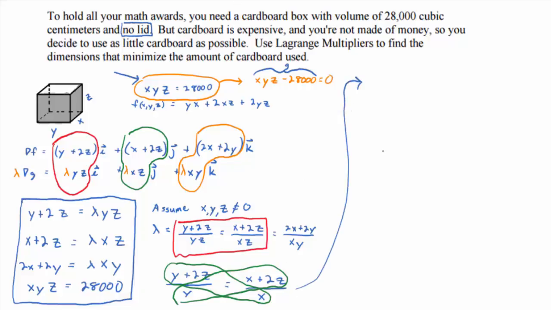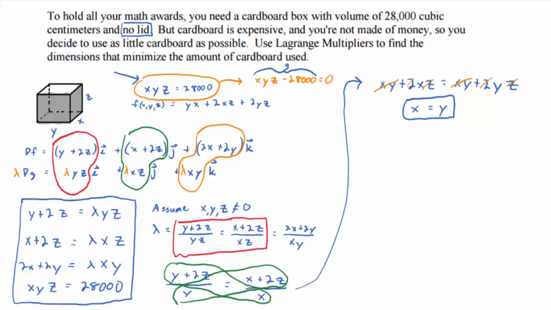And if I do that and distribute, I actually get x times y plus 2xz is equal to x times y plus 2yz. And then if I subtract x times y from both sides of this resulting equation, and then divide both sides by the 2 and the z, I end up with a pretty significant result. X must equal y. The x and y dimensions must be equal.